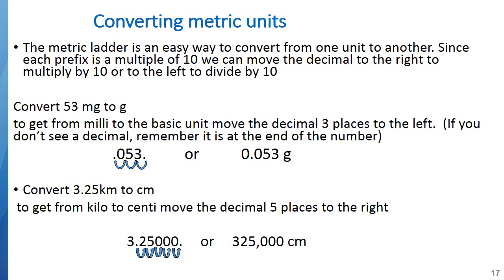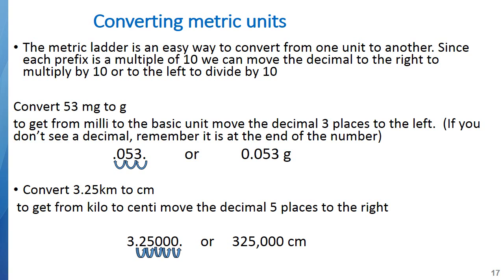so here's some more examples. Convert 53 milligrams to grams. Well, the decimal place, if you don't see it, of course, it's at the end of the number. So you can see that it's after the 3. To go from milligrams to grams, I have to move the decimal place over 3 places to the left. So it ends up being 0.053 grams.